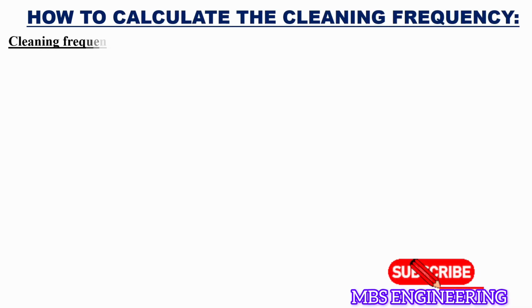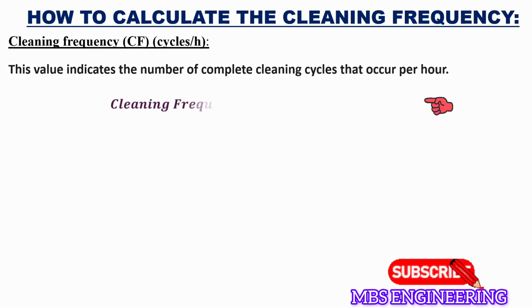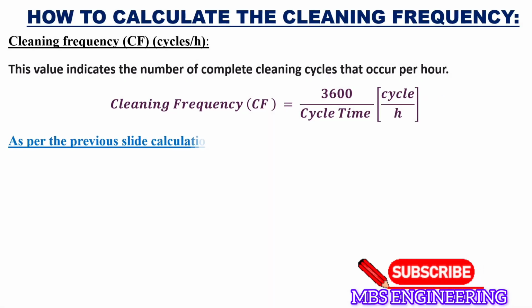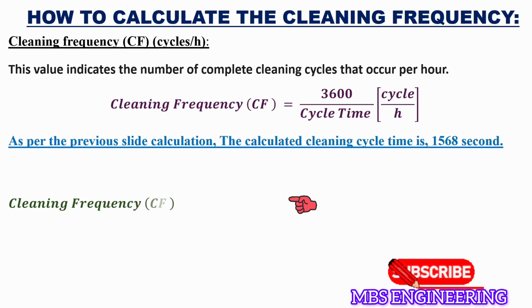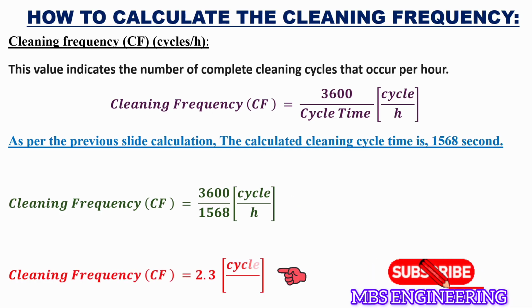Next, we will learn and understand how to calculate the cleaning frequency. The cleaning frequency, CF, is measured in cycles per hour. This value indicates the number of complete cleaning cycles that occur per hour. The cleaning frequency, CF, is equal to 3600 divided by the cycle time. Its unit is measured in cycles per hour. As per the previous slide calculation, the calculated cleaning cycle time is 1568 seconds. The cleaning frequency, CF, is equal to 3600 divided by 1568. Therefore, the obtained cleaning frequency is 2.3 cycles per hour.